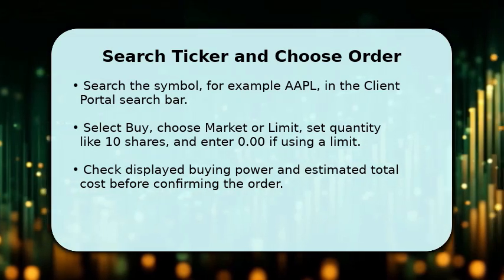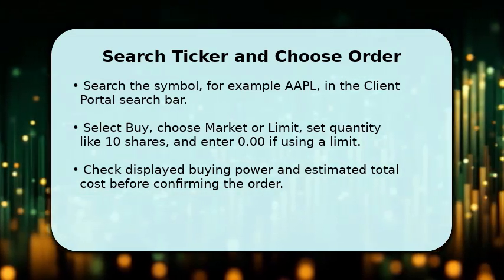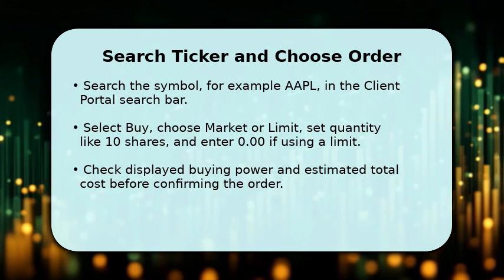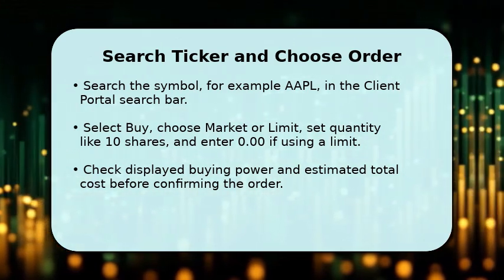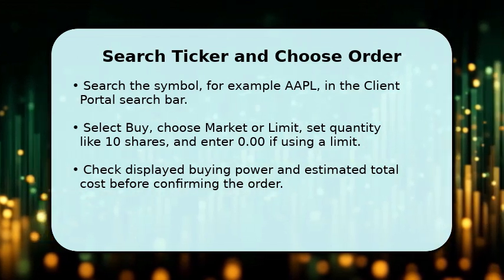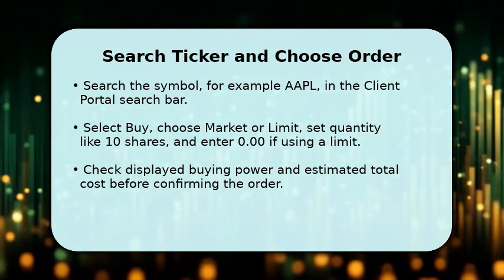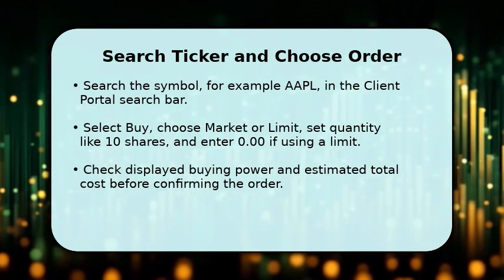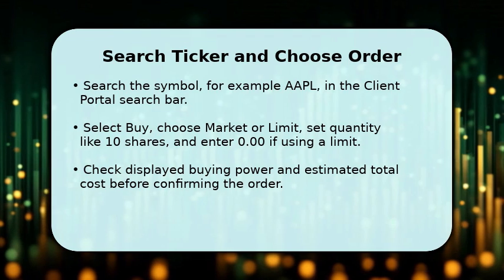Open Client Portal or Trader Workstation and enter the stock ticker, for example Apple, in the search field. Select Buy to open the order ticket and choose Market or Limit order type. If using a limit, enter a limit price such as $0.00, and set a quantity, for example 10 shares.